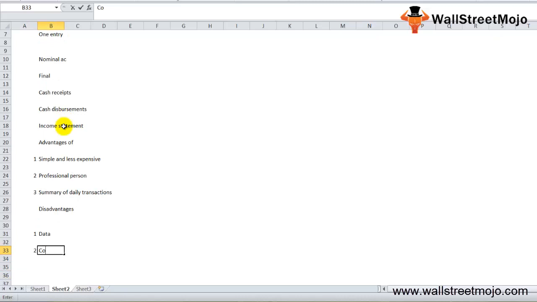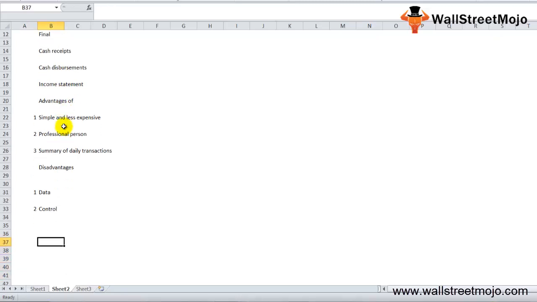Second, there is a lack of what we call control on different issues which a company may face. And third, in case of any loss or theft, one will not be able to find it through the single entry accounting system. So let's take an example of a single entry system.